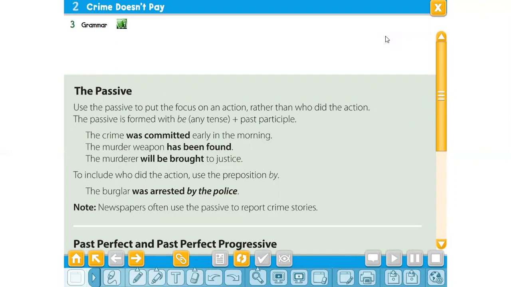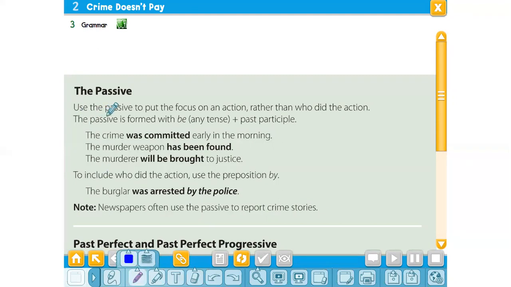Today inshallah we will complete Unit 2 for Mega Goal 3, Crime Doesn't Pay. Lesson 3, Grammar. Today we will use the passive form and we will differentiate between the past perfect and the past perfect progressive. Let's start with the passive.